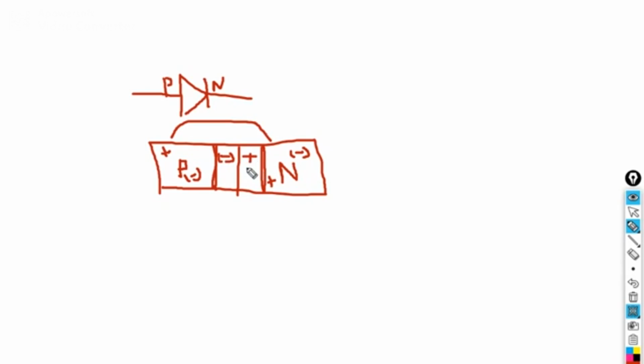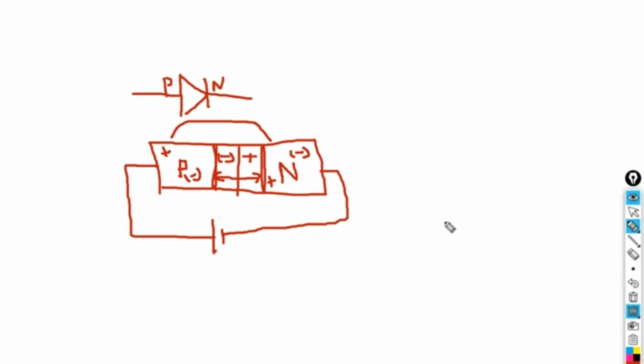Now we will bias this semiconductor material. There are two types of bias: one is called forward bias, the other is called reverse bias. Suppose I connect the P end to the positive terminal of the source, and the N end to the negative terminal of the battery, then it is called a forward bias, because forward bias will decrease the size of the depletion region.